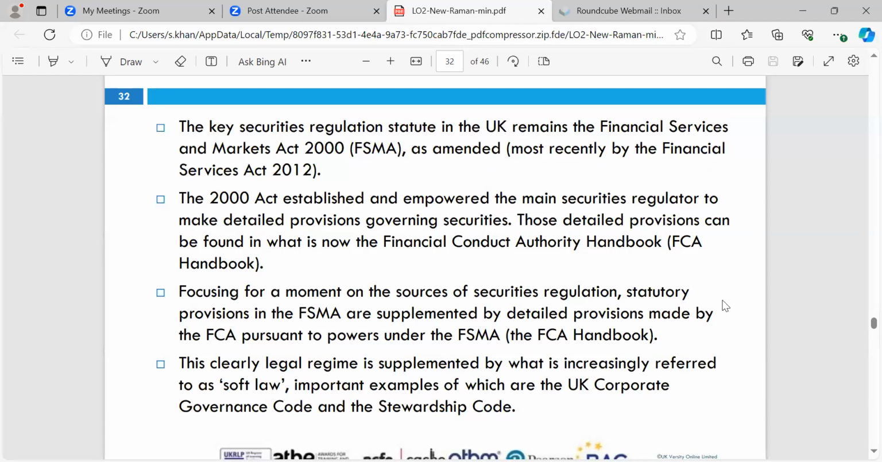Yeah, I think it's changed a lot, hasn't it? Mm-hmm. The key securities regulation statute in the UK remains the Financial Services and Markets Act 2000. The 2000 Act established and empowered the main securities regulators to make detailed provisions governing securities. Focusing for a moment on the sources of securities regulation, statute provisions in the FSMA are supplemented by detailed provisions made by the FCA pursuant to its powers. This clearly legal regime is supplemented by what is increasingly referred to as soft law, important examples of which are the UK Corporate Governance Code and the Stewardship Code.